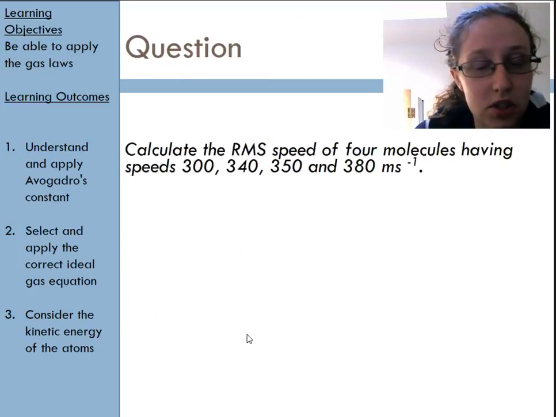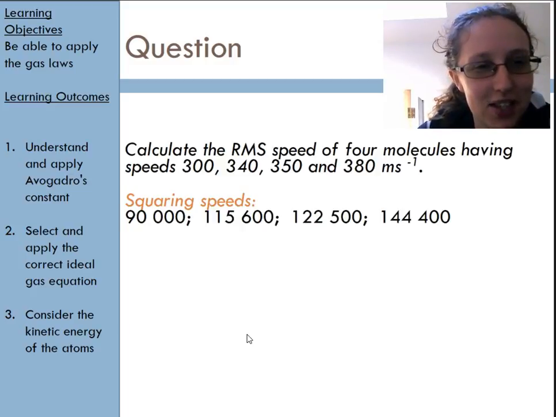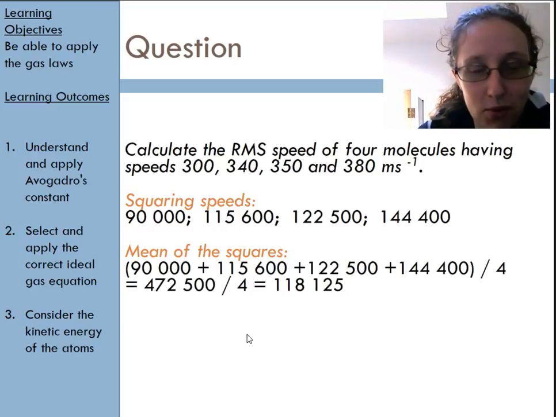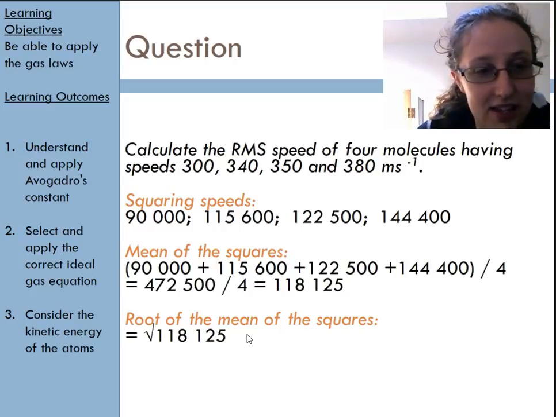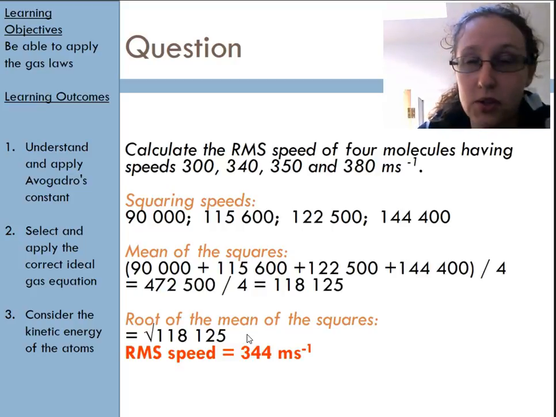So just to give you an example, my advice is just pause for a second and see if you can do it, then I'm going to show you the answer. But the question is to find the RMS speed of 4 molecules that have the following range of speeds. So if you're going to pause, now's your last chance. Okay, so first thing you want to do is square those speeds, which would give you the following. Then add them up and divide by 4, because there's 4 speeds. And I then take the root of that average of the squares, and that gives me the RMS speed of 344 meters per second.